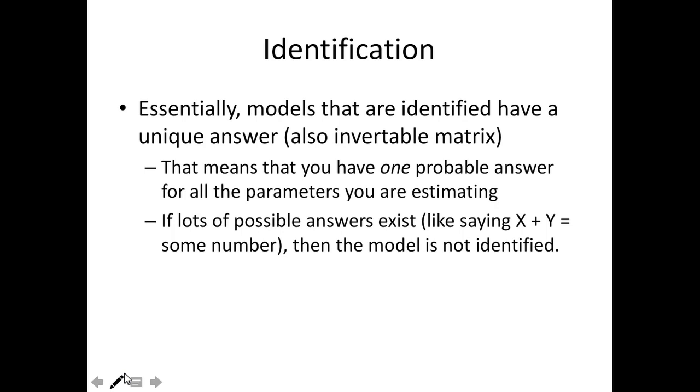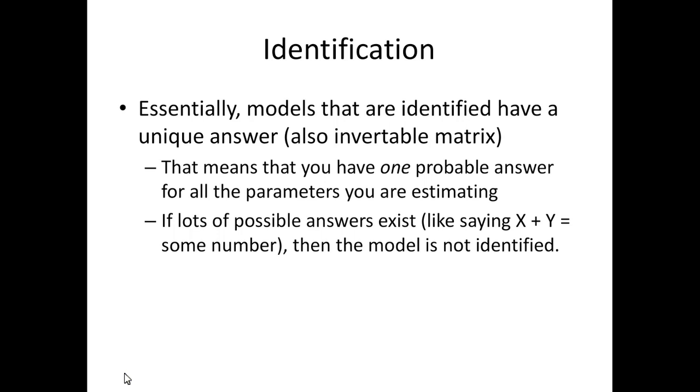All right, so on identification. Models that are identified have a unique answer. And to have a unique answer, that means that the matrix is invertible. Without getting into a whole lot of matrix algebra, invertible matrices have independent columns. We've talked about this in my other classes in dealing with multicollinearity. So we can't have columns that are perfectly correlated. That is not invertible, because columns are not unique.